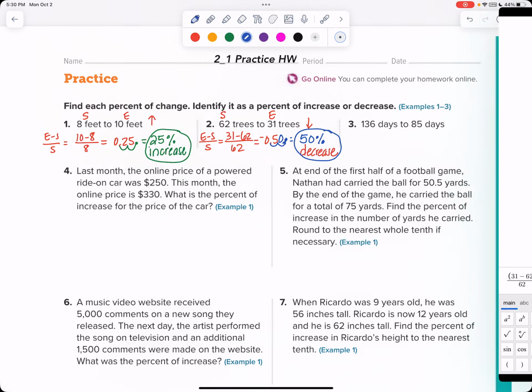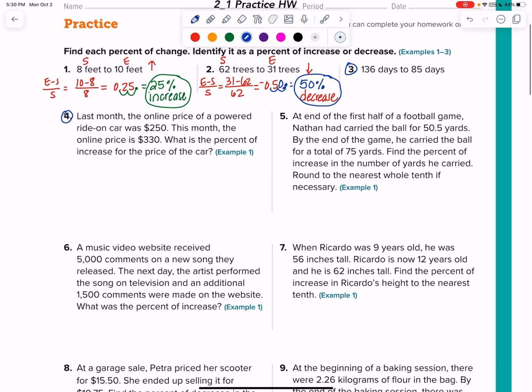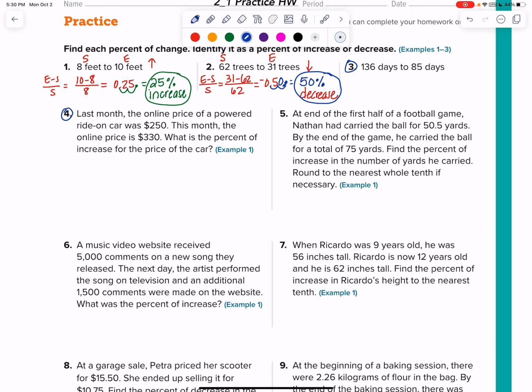Number 3 is going to be on your own to do. Let's go ahead and do number 4 together. This is just like example 1 as a word problem. The online price of the powered ride-on car was $250 this month. Here's the new price. So we have start and end. You have to label it. What's the percent of increase? They're already telling you. So if you want to write increase down here so you don't mess up, you can, or you can put an up arrow or something, but do something so you don't forget.